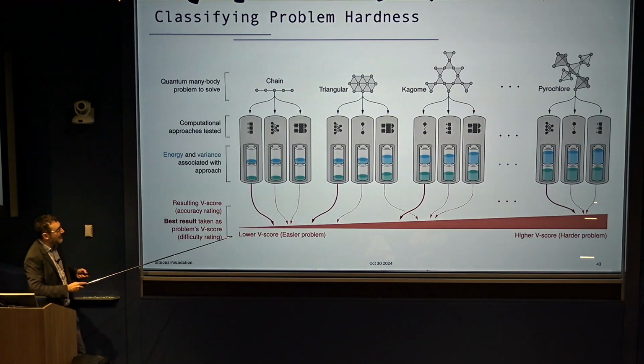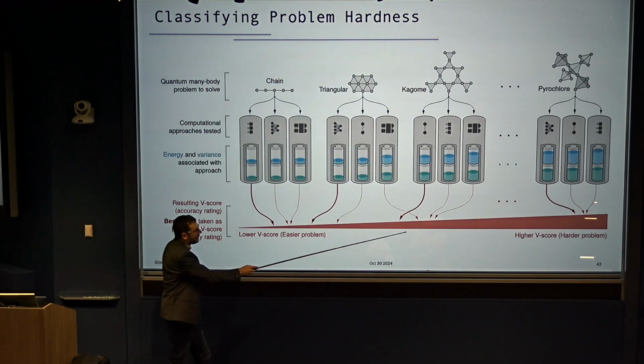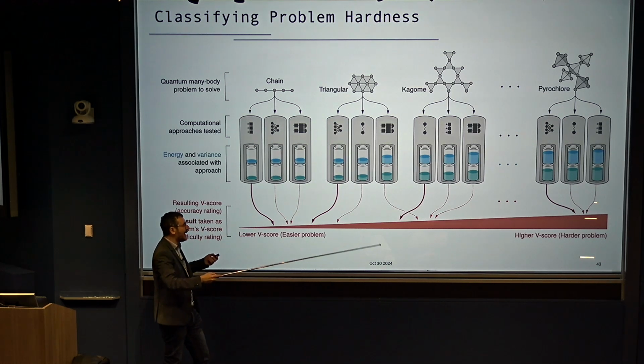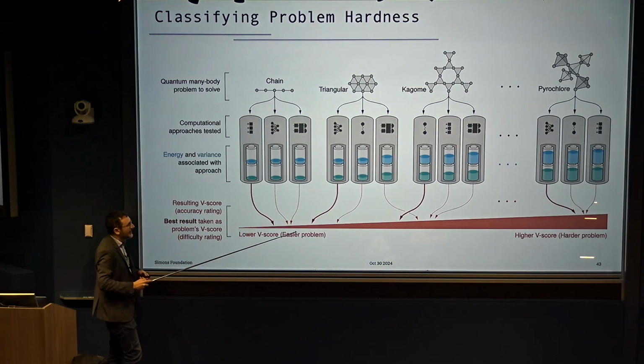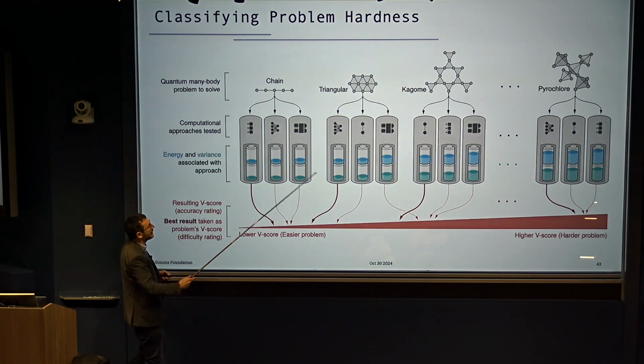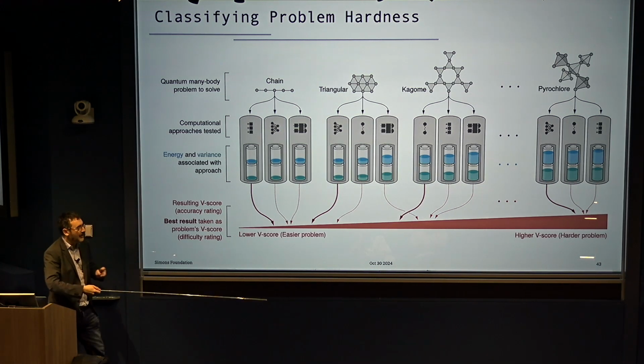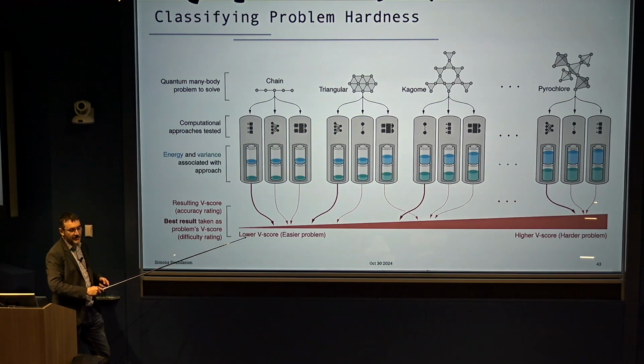This will allow us also to classify how well or how badly we are solving a given problem, and also to have a relative ranking of the difficulty of given problems, depending on the value of the V-score that the best techniques that we have can achieve.